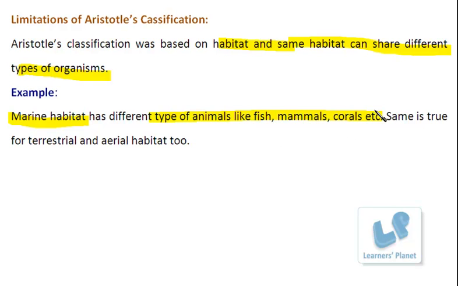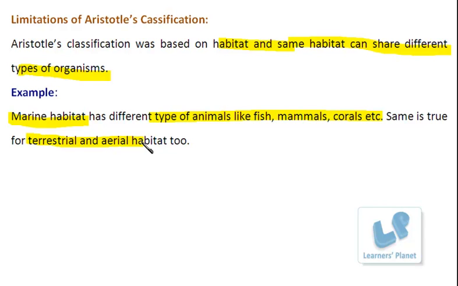So, following these types of features, it was said that Aristotle's classification was limited to a very narrow spectrum. It is only related to habitat, so it was not completely accepted. I mean, it is not completely satisfactory. Besides the marine habitat, there are other habitats like terrestrial or aerial, where different types of organisms are found.